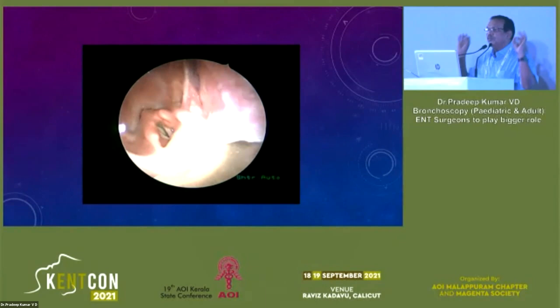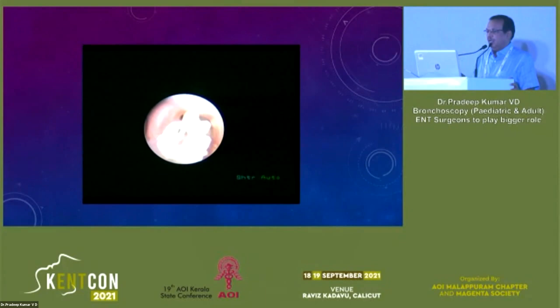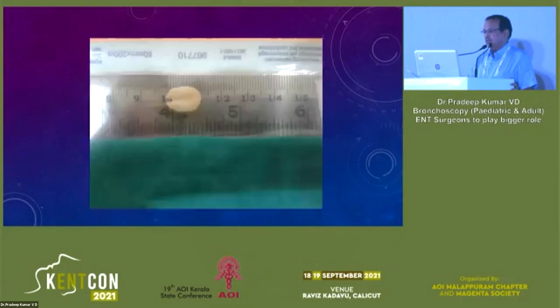You see just a glimpse of a foreign body in the subglottic area. I pushed it down into the trachea and this is being retrieved from the trachea. If that is not possible, you can push it down into the bronchus, it'll be safe. You can retrieve it from the bronchus later. And this is the obstruction. If the action was not taken at that particular time, the child would be lost.